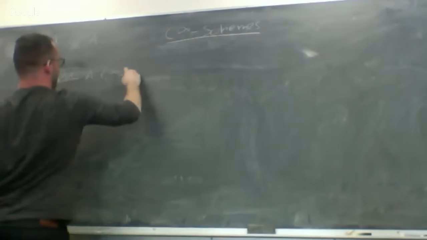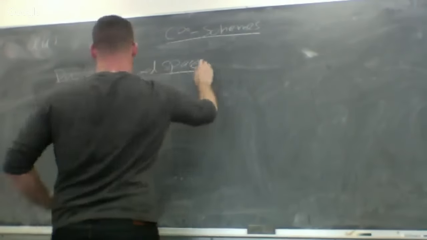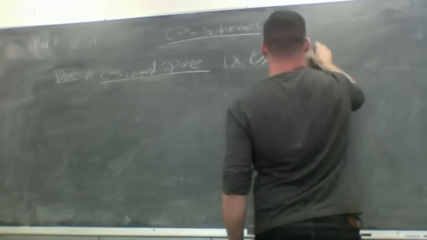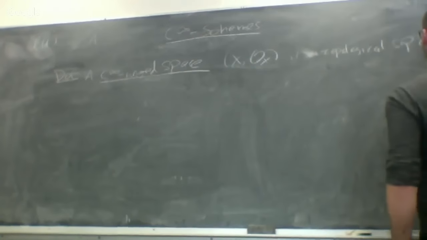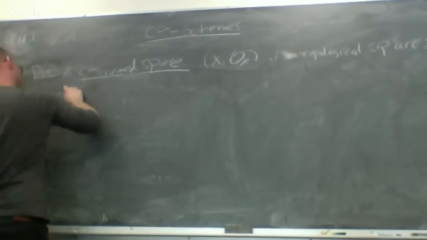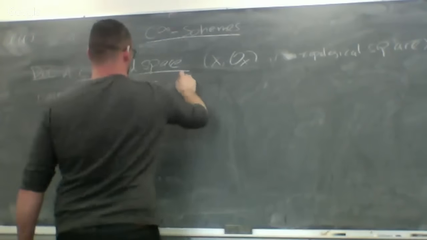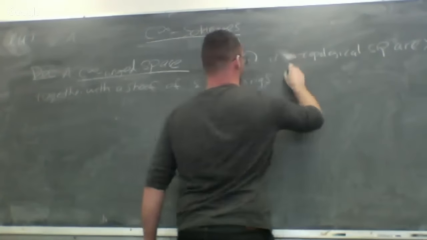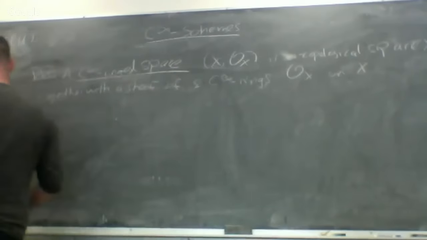So a C infinity ring space is a topological space X together with a sheaf of C infinity rings, O_X.